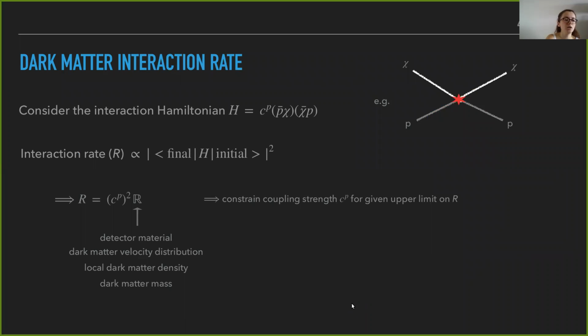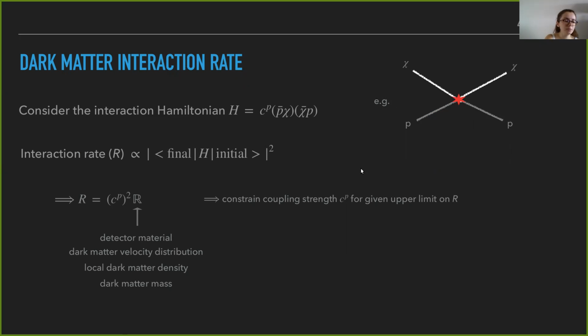First, let me show you how to connect the experimental limit of the interaction rate with the dark matter nucleon scattering cross-section. For this, we consider a very simple example for the interaction Hamiltonian. Here we have 2 protons and 2 dark matter particles interacting. The interaction could be, for example, this one. There is an ingoing dark matter particle and an ingoing proton. Both scatter off each other, and the dark matter particle and the proton go out afterwards.